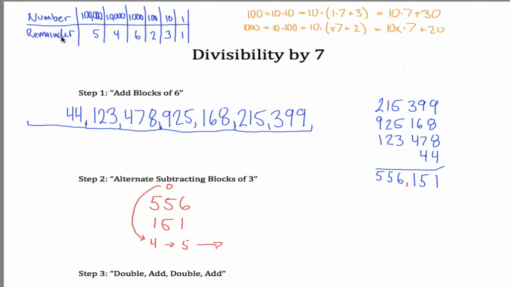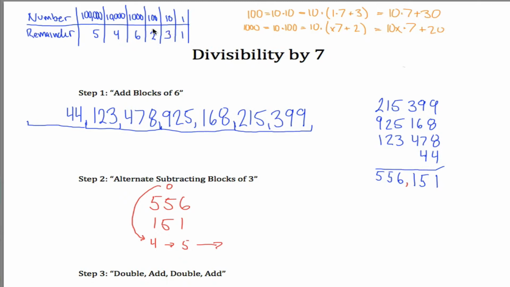Because I don't need to keep going. Because if I cared about 1 million, the next column here, well, I just do 5 times 10 to get 50. And then 50 leaves a remainder of 1 upon division by 7, because 7 times 7 is 49. So my remainder here would be 1. But note my remainder here was 1.